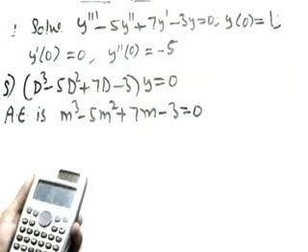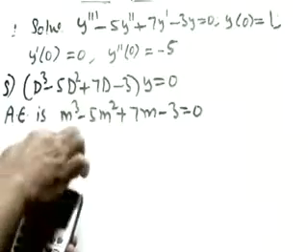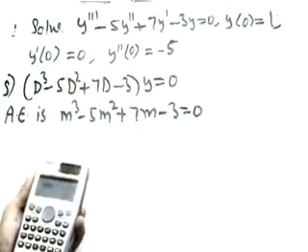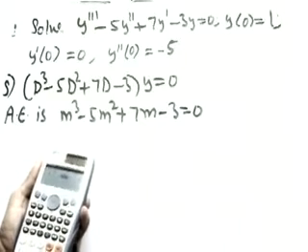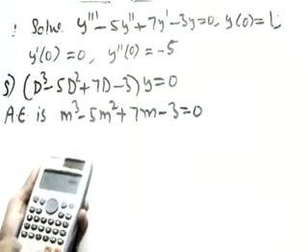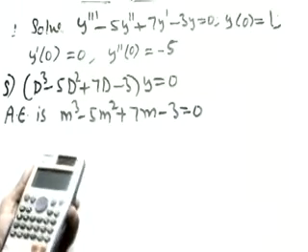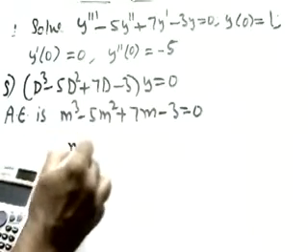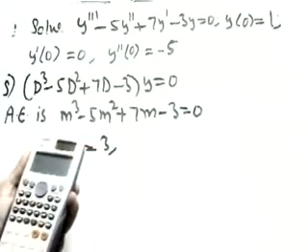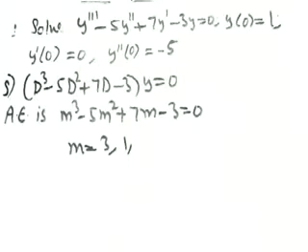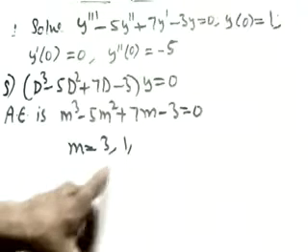Now we have to solve this using the calci mode, equation number 5. This is the cubic equation, number 4. Let me substitute the values. Coefficients are 1, minus 5, 7, minus 3. So we must get three values. The first value is showing as m equals 3, next value is showing as 1. Only two values are showing.